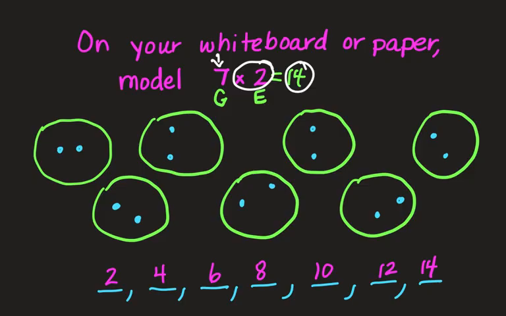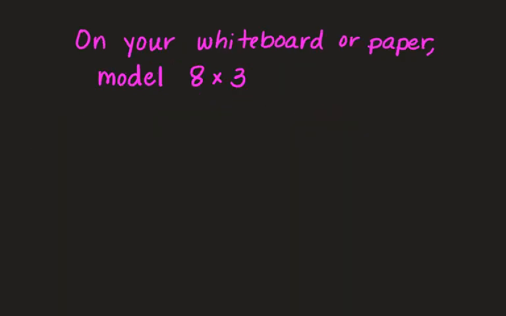Okay, let's try one more. On your whiteboard or paper, we're going to model 8 times 3. See if you can do this one on your own. Remember your groups and the number in each group. Pause and do that now.